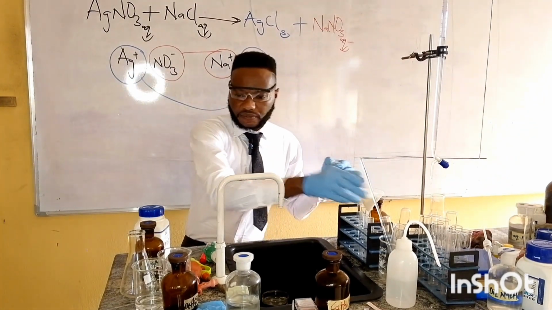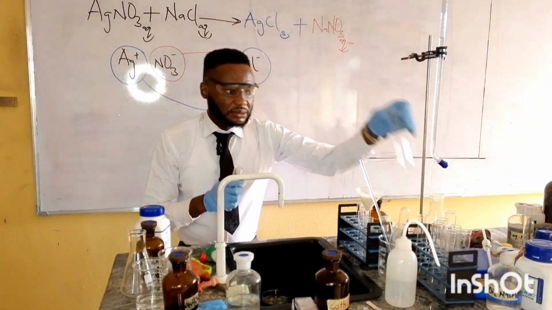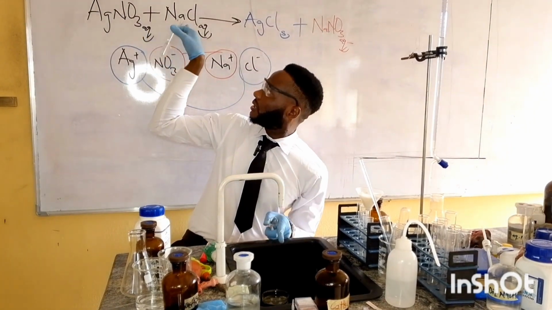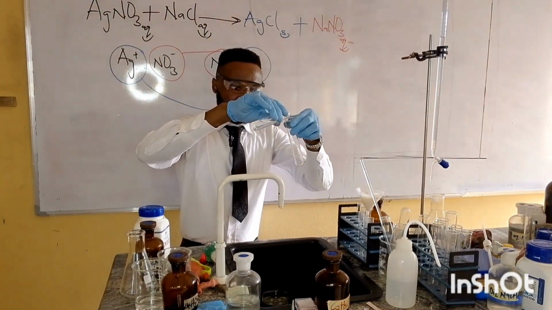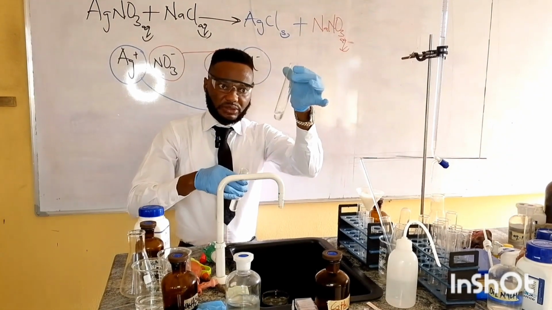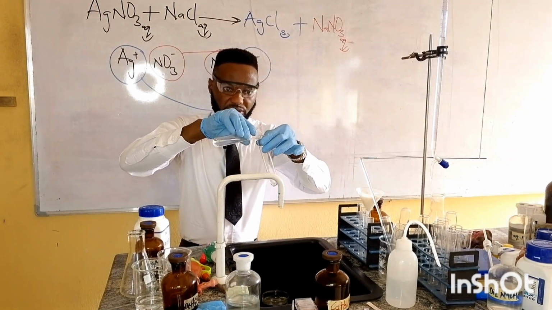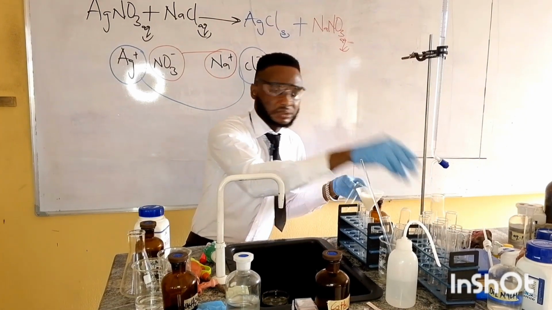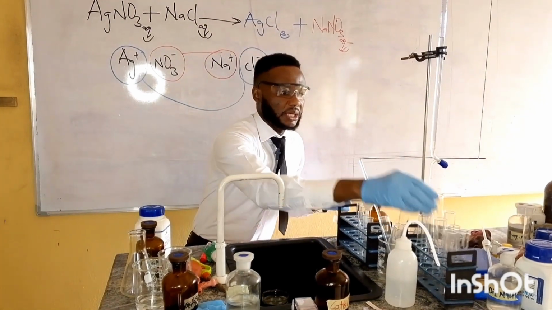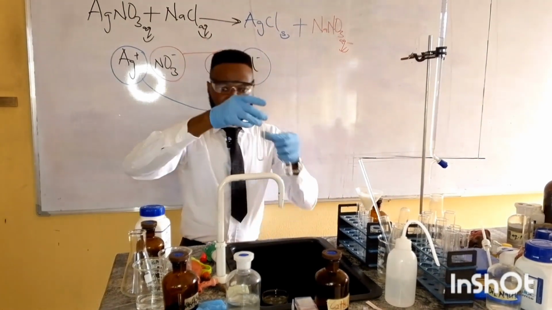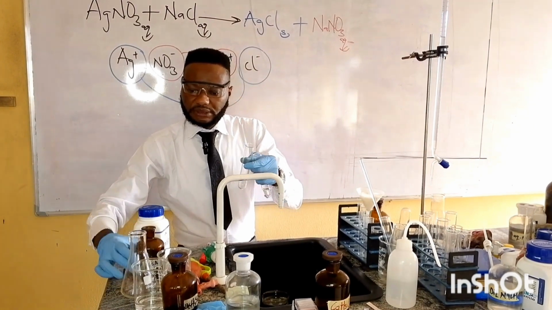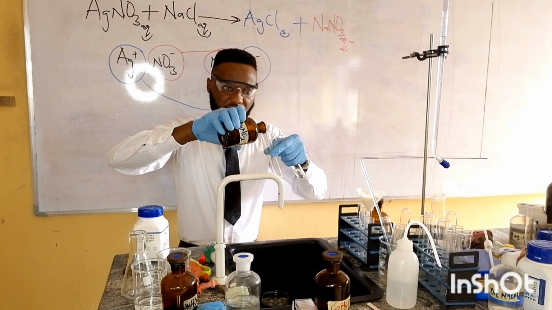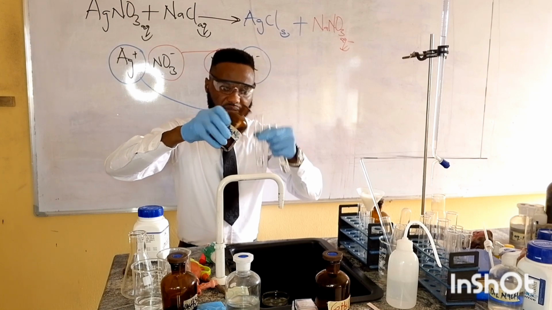Then see this. This is the sodium chloride, which is this one. Let me put some here. You see what I put here? Let me add a little. See it. So I keep this one. Then I take another test tube. This is the silver nitrate. I put some here also. You can see it.